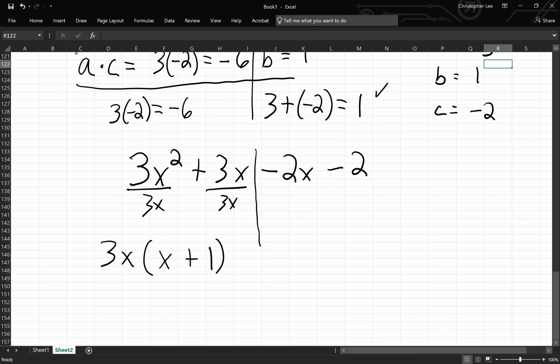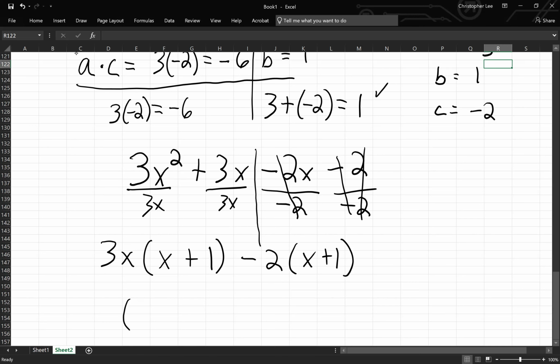A little bit harder now. I have negative 2x minus 2. What's the greatest common factor there? Negative 2, right? So remember, it's like I'm dividing by negative 2. The negative 2's cancel out. What's left over? Plus 1. Negative is positive, and then the 2's cancel, making 1. So now, one more time. Greatest common factor. What do they have in common? Perfect. What's left over? 3x minus 2. That's excellent.